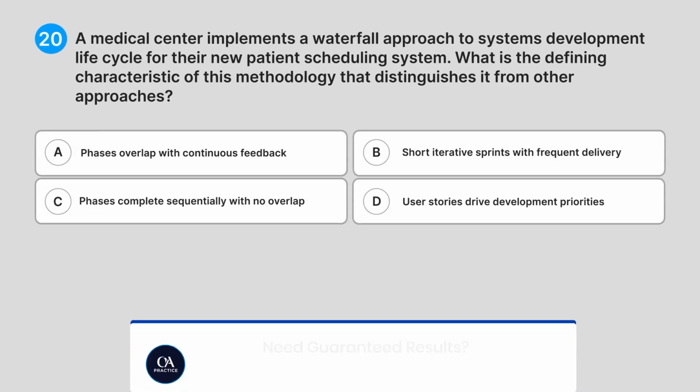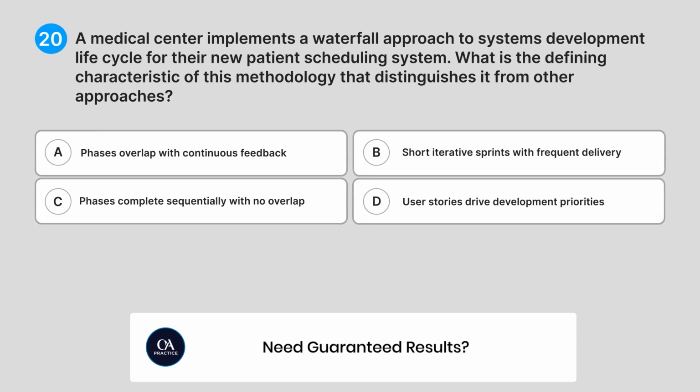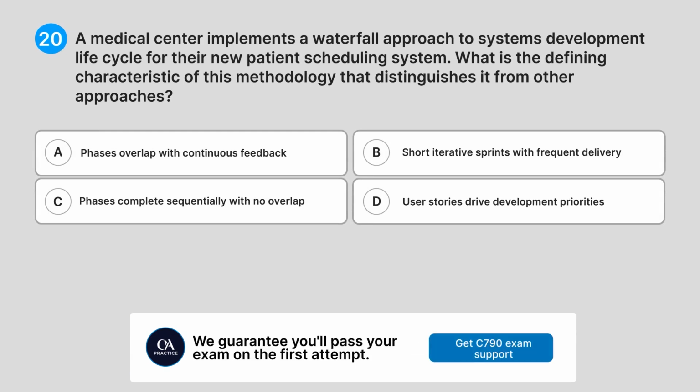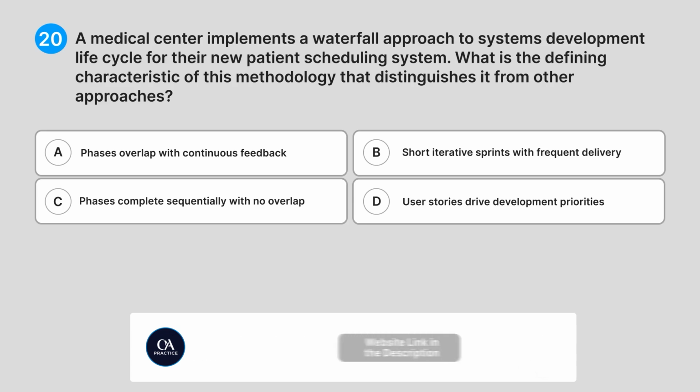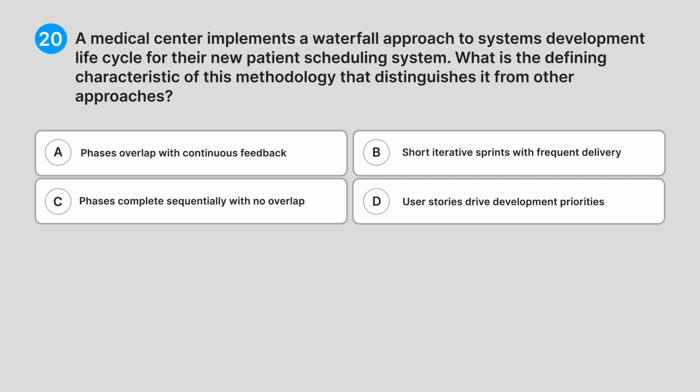20. A medical centre implements a waterfall approach to systems development life cycle for their new patient scheduling system. What is the defining characteristic of this methodology that distinguishes it from other approaches? A. Phases overlap with continuous feedback. B. Short iterative sprints with frequent delivery. C. Phases complete sequentially with no overlap. D. User stories drive development priorities.